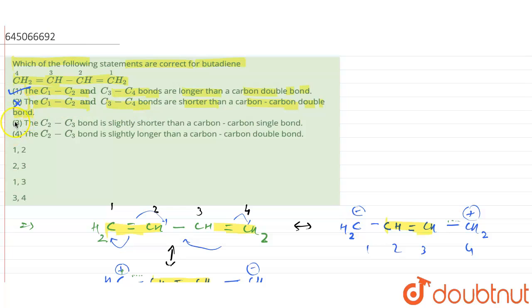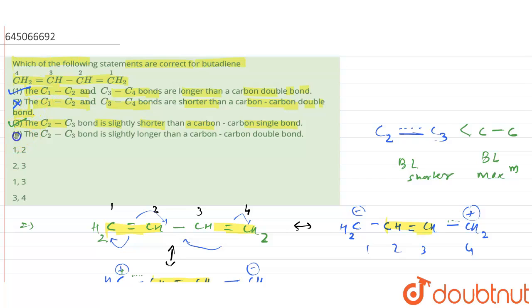Moving forward to the third option, we have that the C2-C3 bond is slightly shorter than a carbon-carbon single bond. We have seen that C2-C3 has a partial double bond character, and they are saying it is shorter than a carbon-carbon single bond. In a single bond the bond length is maximum, whereas in this the bond length is shorter. So you can conclude that option number C is correct.